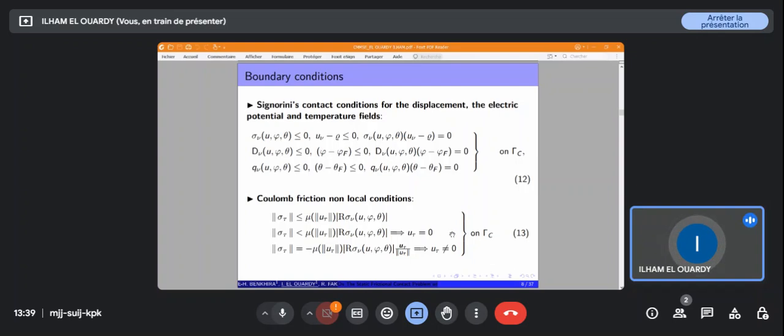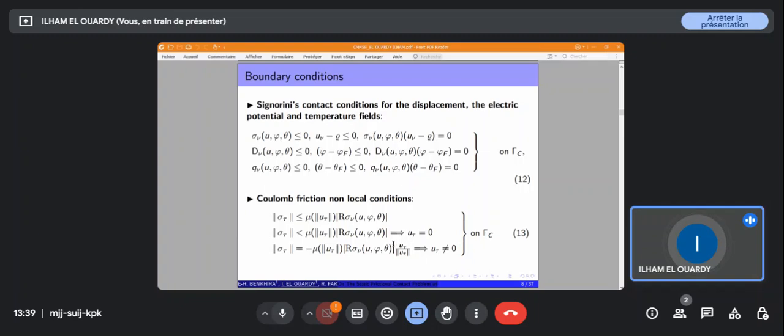So, what do Signorini conditions mean in our situation? In our case, we have chosen the classical Signorini conditions for the displacement field to ensure that the obstacle can't penetrate the body when they come into contact. Also, we assume that the electric displacement and the heat flow are unilateral from the obstacle to the body to ensure that the electric potential and the temperature of the body do not exceed those of the obstacle.